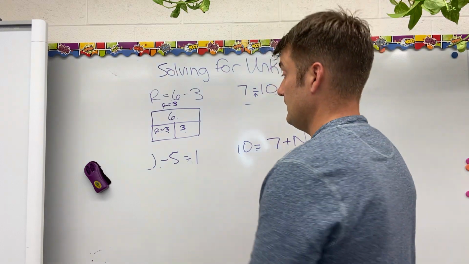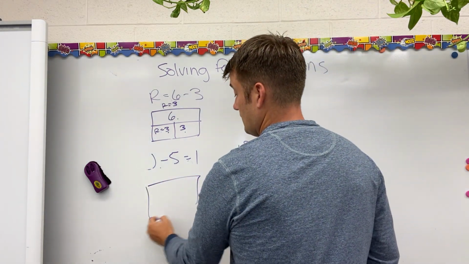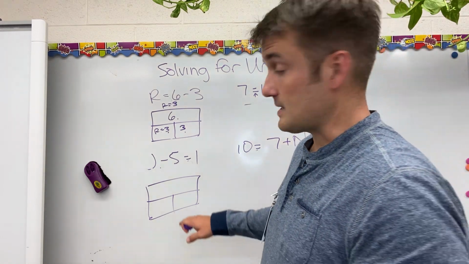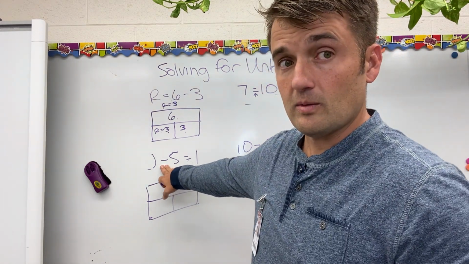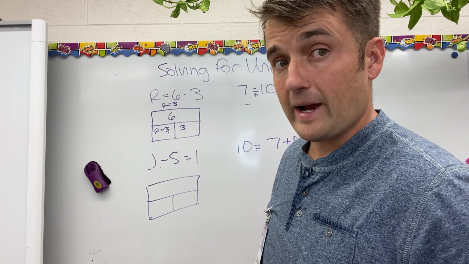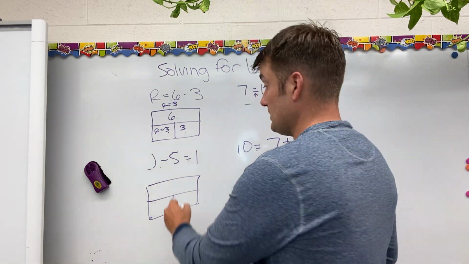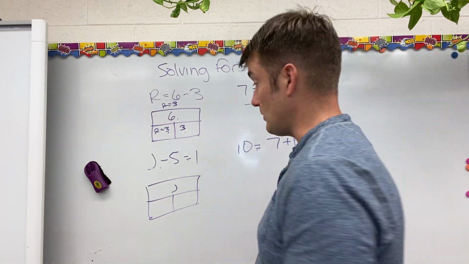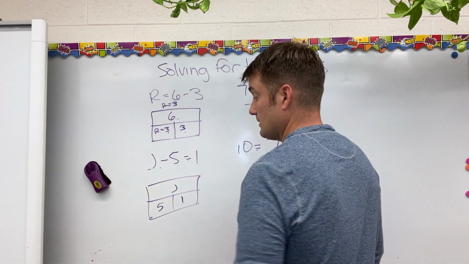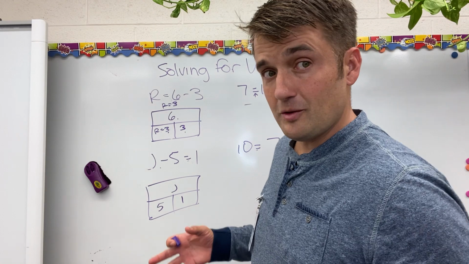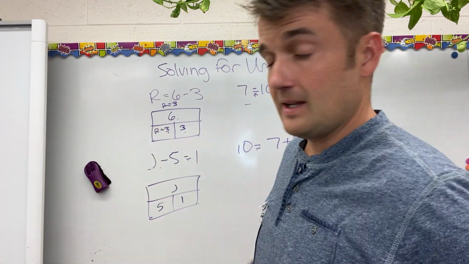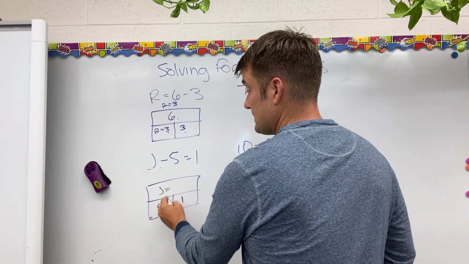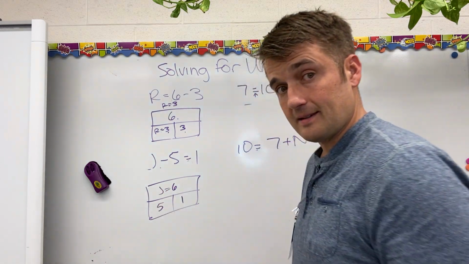Okay, here's another situation. Parts in a whole. I've got subtraction again. When you are subtracting, you subtract from the big number. So that means j is the big number. That means 5 and 1 have to be my parts, okay? When they give you the parts, add them. So 5 and 1 are my parts. Together, that's 6. J has to be 6.